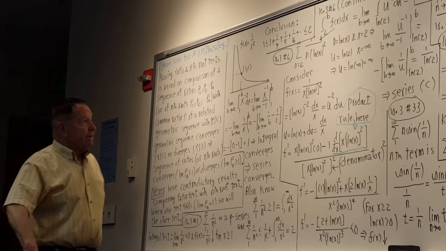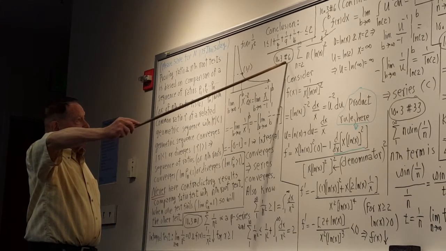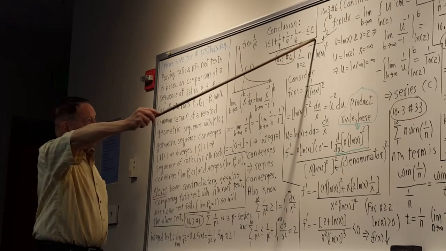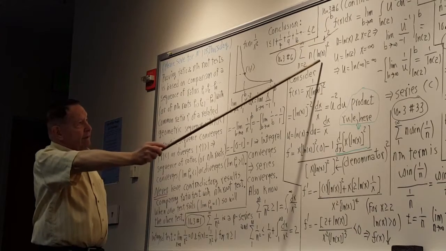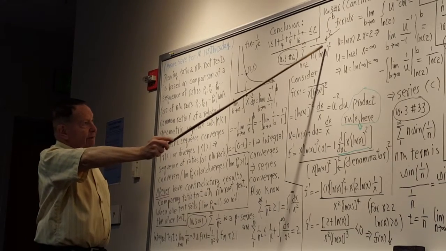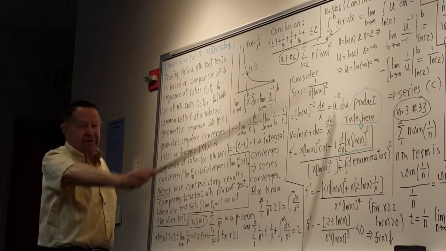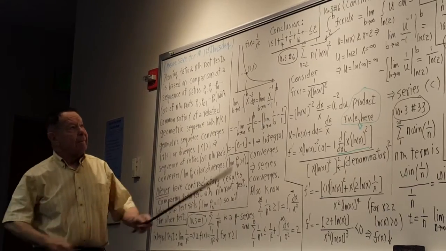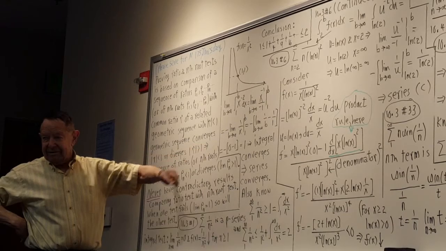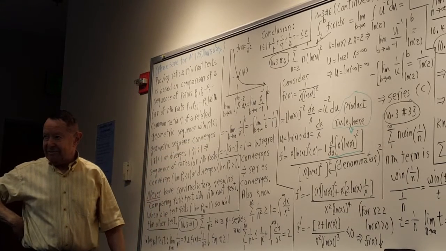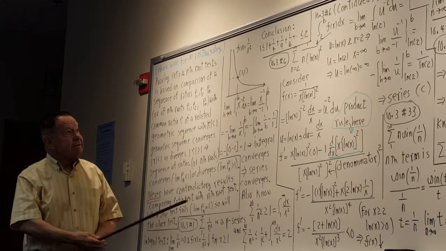Well, take a look at problem 6, where we have 1 over n log n, the quantity squared. Now notice that's not n squared, it's log n times log n. You take n, then you take the logarithm, and then you square the logarithm, is what that means.